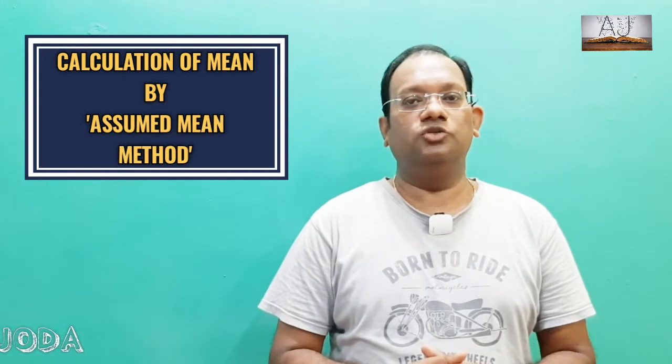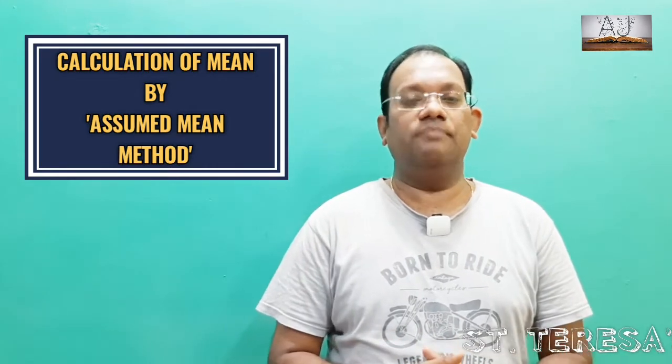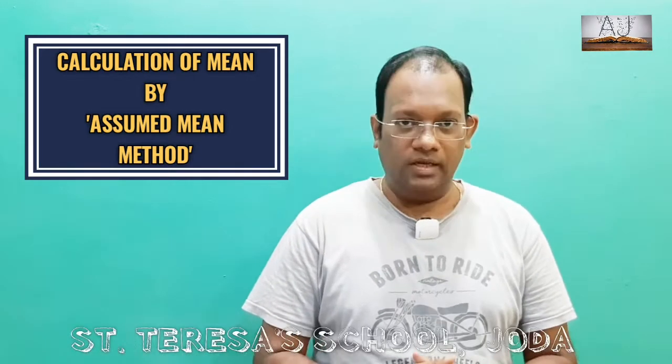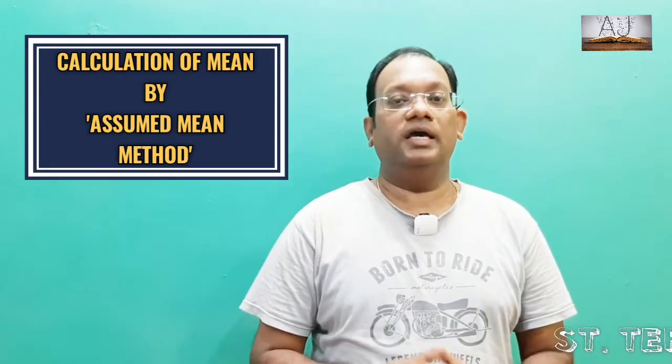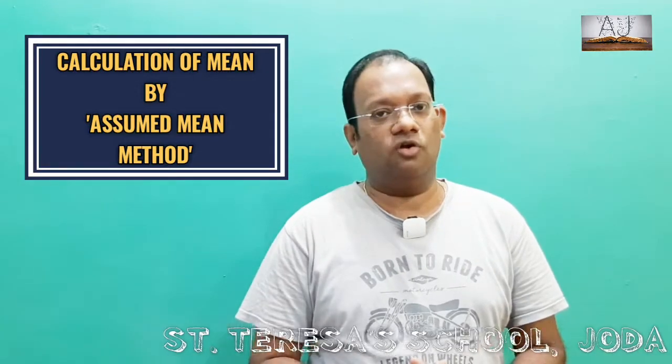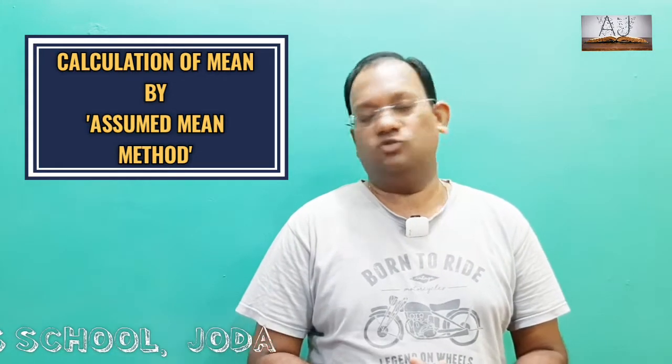The chapter which I am going to explain today is the measure of central tendency, mean, and the method which I am going to use today is the assumed mean method, which is also called the shortcut method. So let's watch.